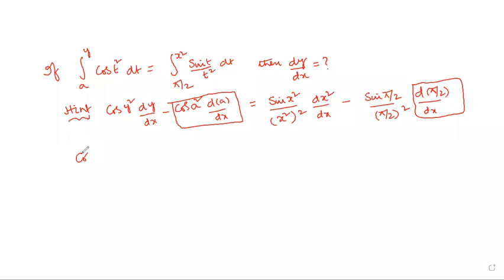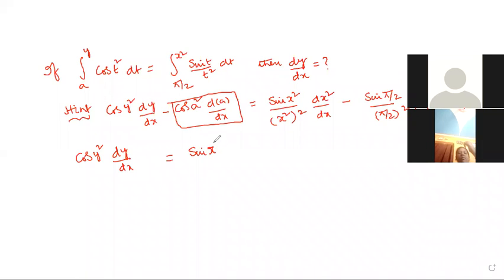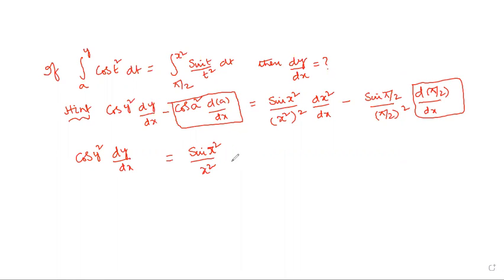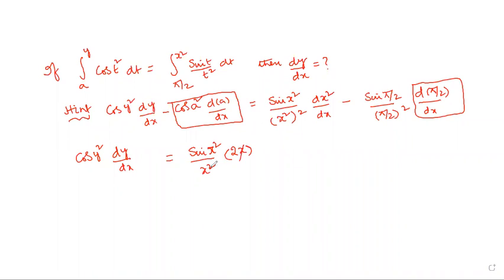Therefore cos of y square dy by dx, this part 0, is equal to sine of x square by x power of 4. Its derivative is 2x. One x term will be cancelled, and x cube is remaining. Okay?